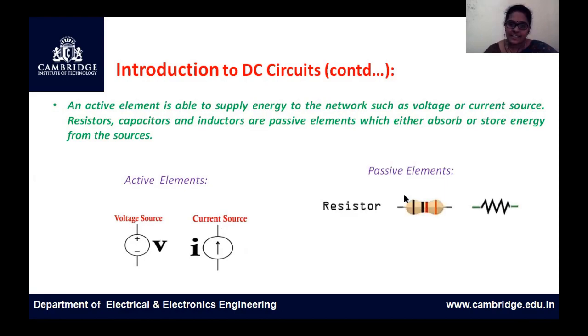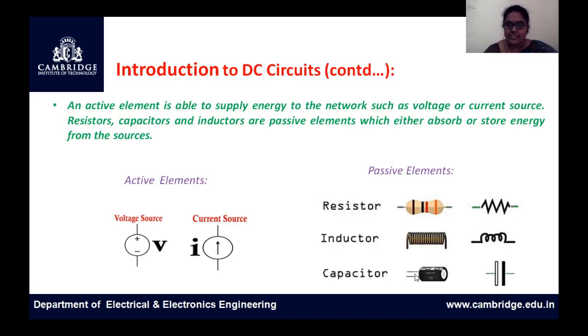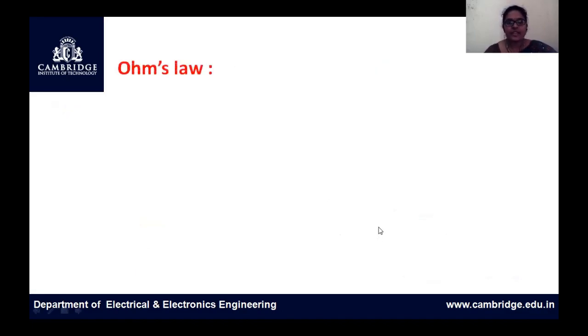Similarly, let us look into the passive elements. The passive elements are resistor. This is how a general resistor looks, and this is the symbol of the resistor. Inductor. This is the practical inductor, and this is the symbol of the inductor, and a capacitor. This is how your capacitor looks, and this is the symbol of the capacitor. Generally, these are the basic elements in an electrical circuit, that is active elements and passive elements. Once again, active elements are all the energy sources such as voltage source and current source. Passive elements are all the circuit elements, that is resistors, inductors and capacitors.